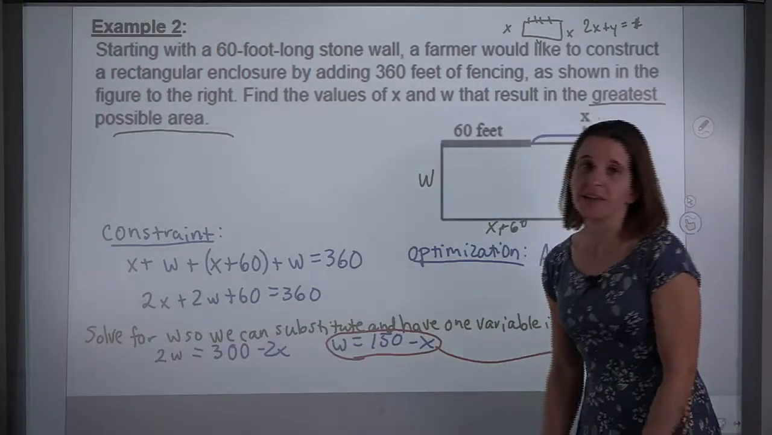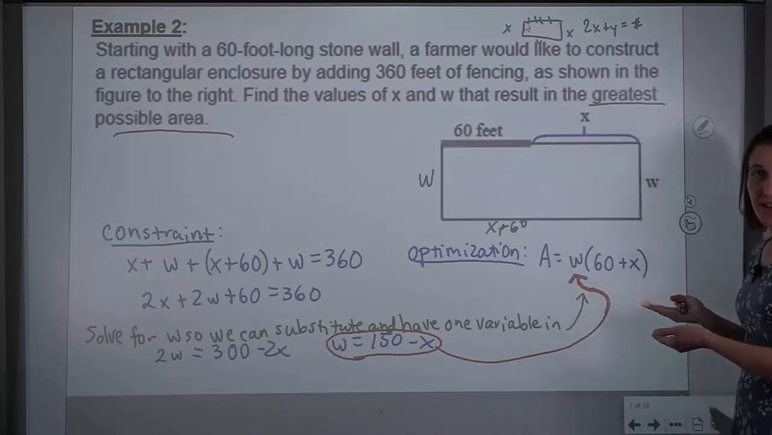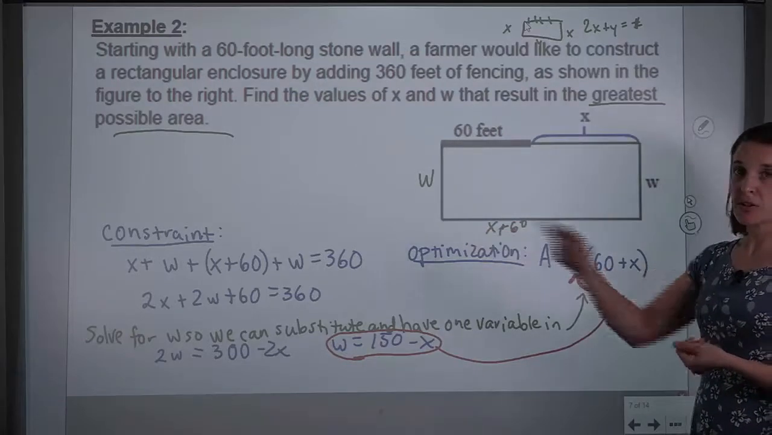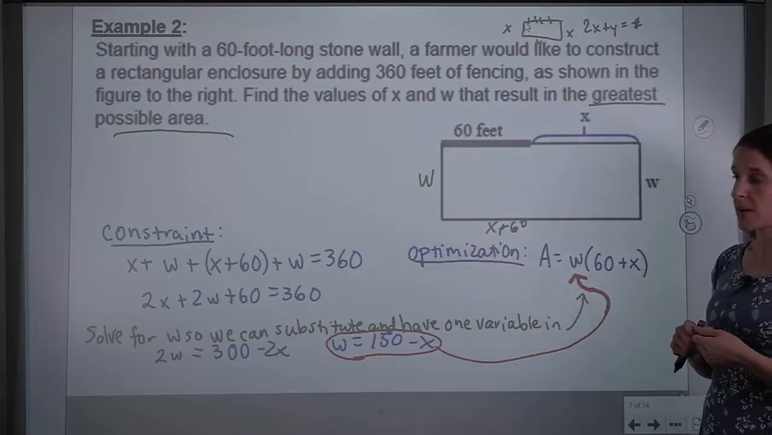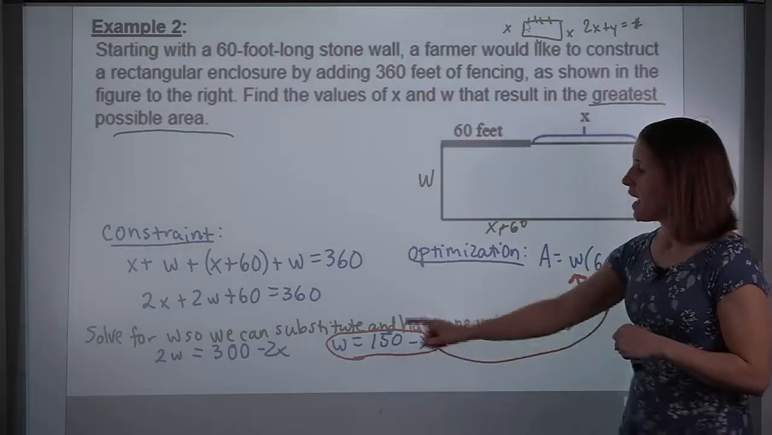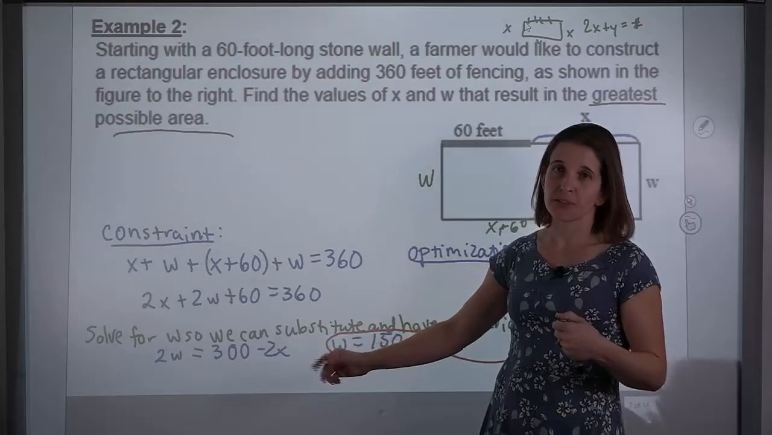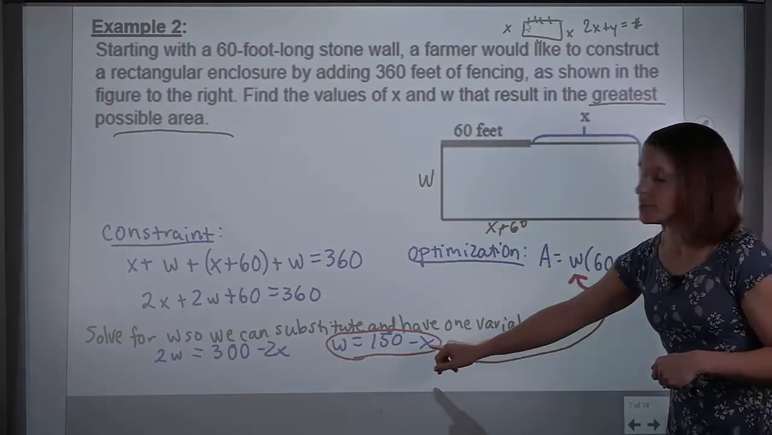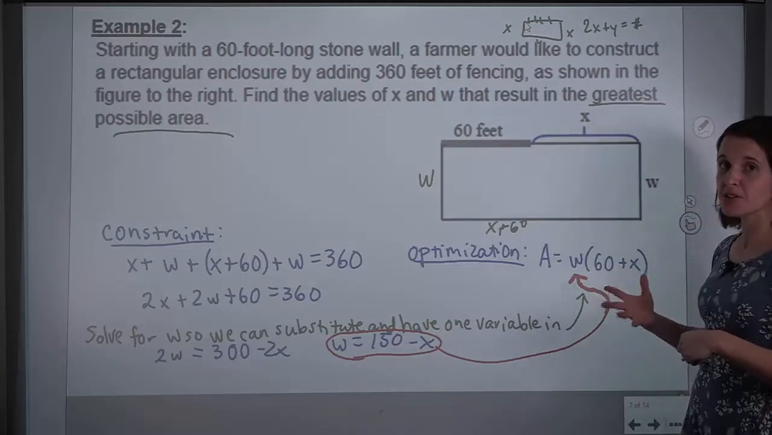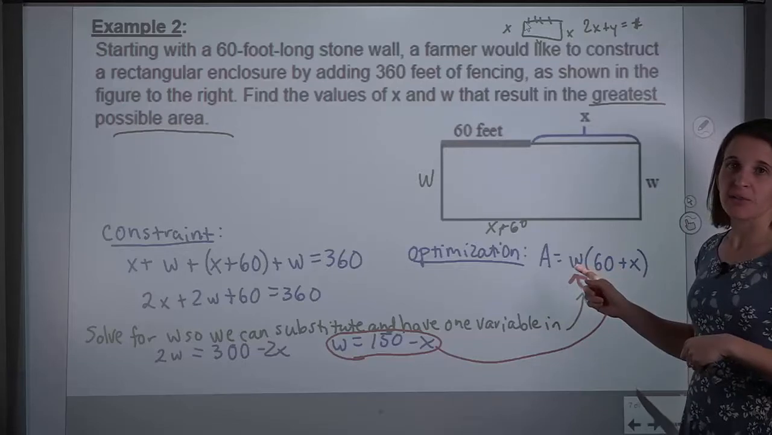So the issue is that I know I need to take the derivative of this to find critical values, but I can't because it has two variables. So that's where I use the constraint equation to solve for one of its variables. And so in this case, I happen to solve for W. And what does that mean? It means use your constraint equation to get W by itself on one side. That's all. And what we're going to do then is replace the W in this optimization equation, the one we're trying to take derivatives of, so that we only have one variable.